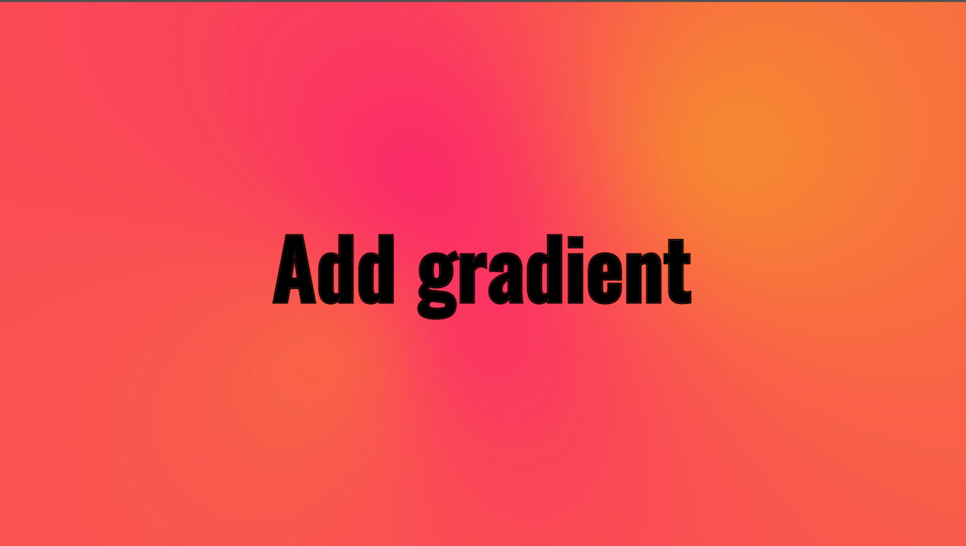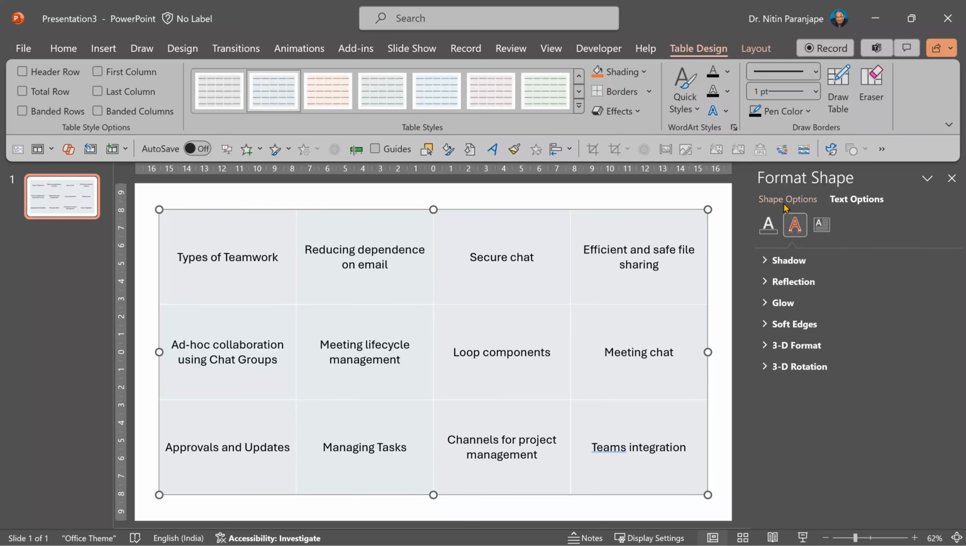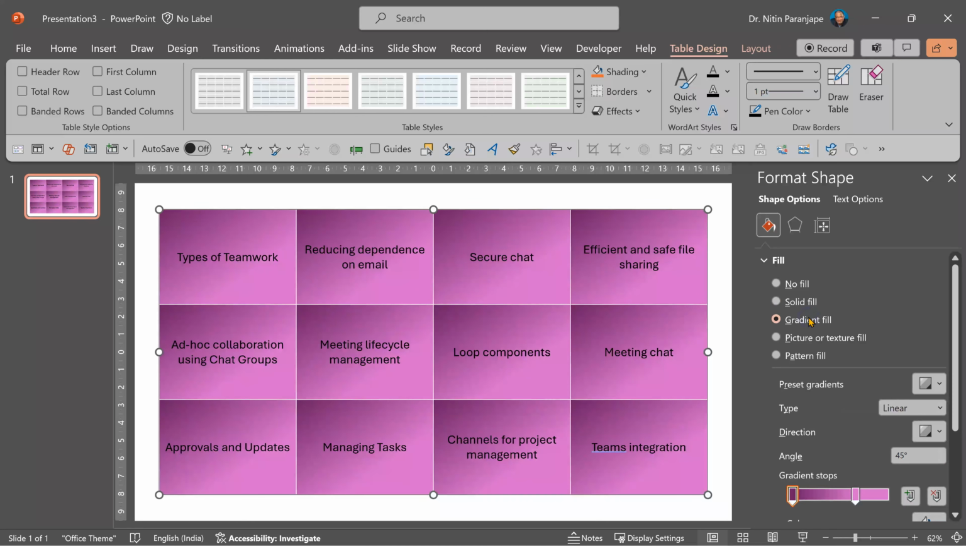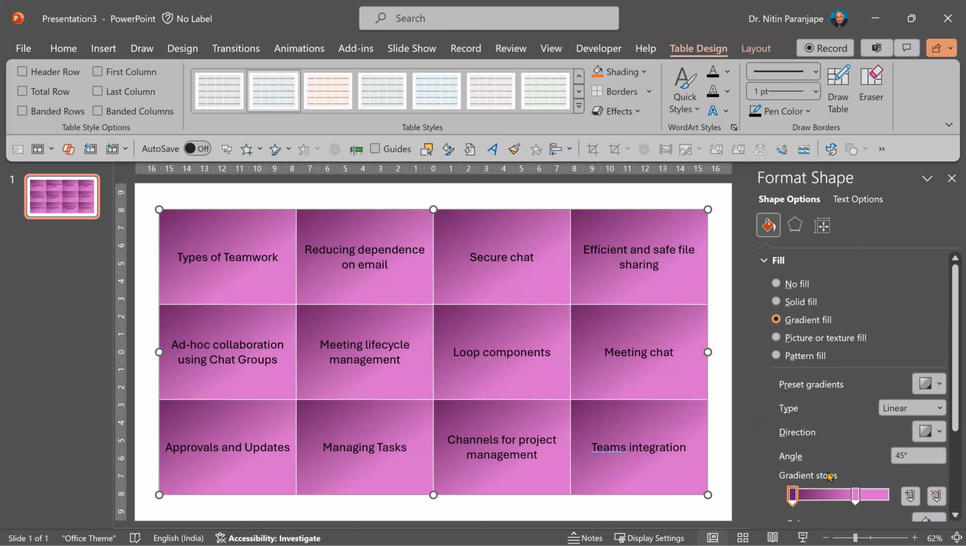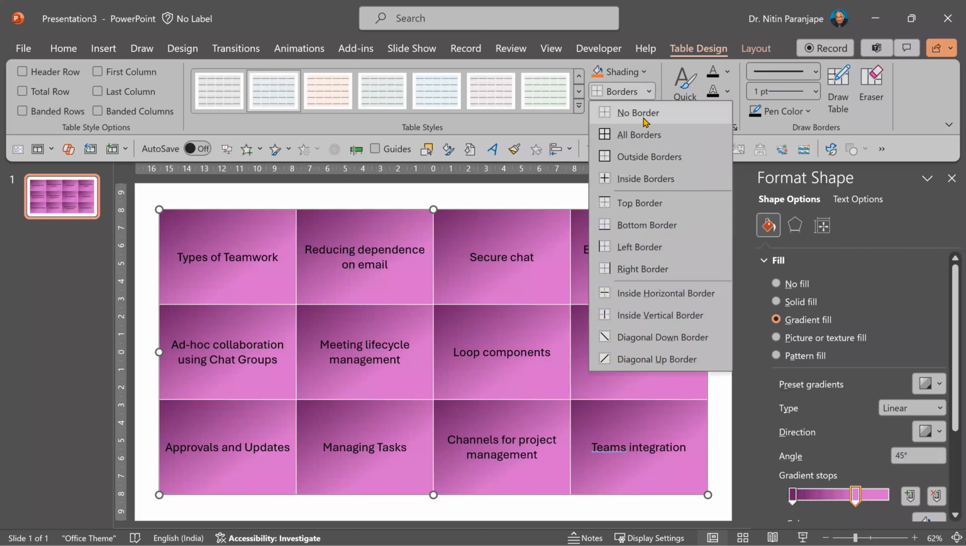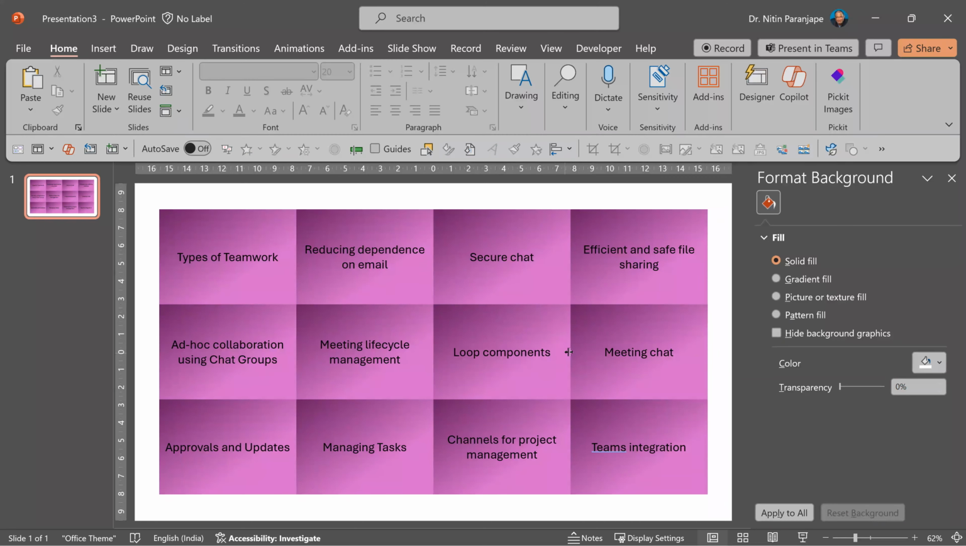We want some gradient. So go to table design, word art styles, shape options, fill. By default, it'll be solid fill. Choose gradient fill. In this case, I'm using one of the existing gradients, but you can choose whatever you like. You can adjust the gradient in such a way that it looks okay. The next step is to get rid of borders. So make sure the table is selected. Click on borders, or better still, choose no border explicitly. Now click outside, you will notice borders are gone.